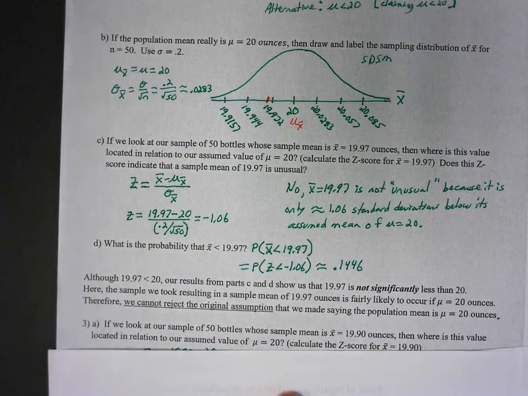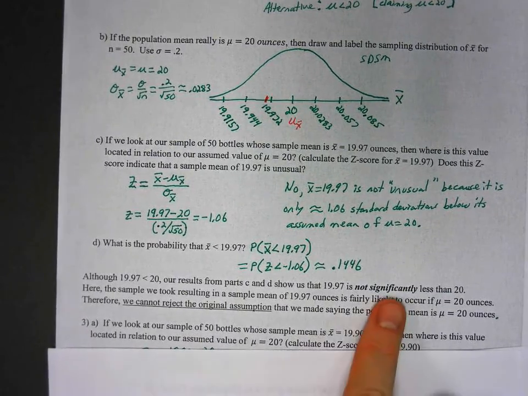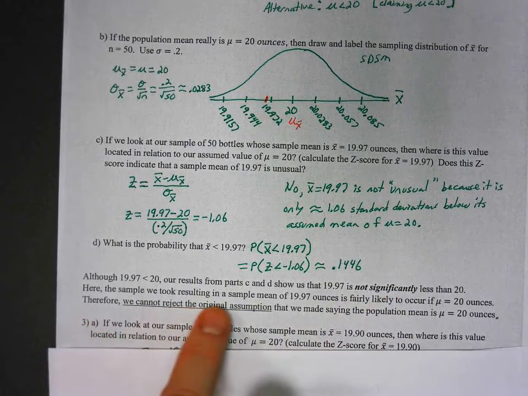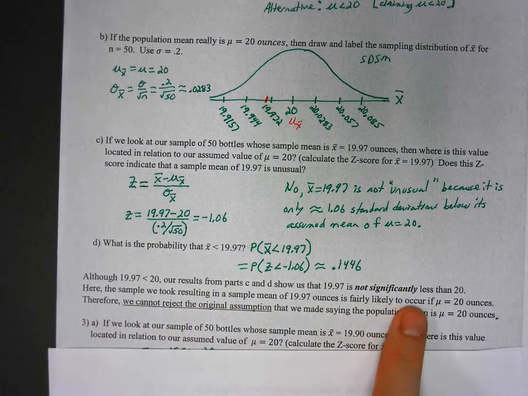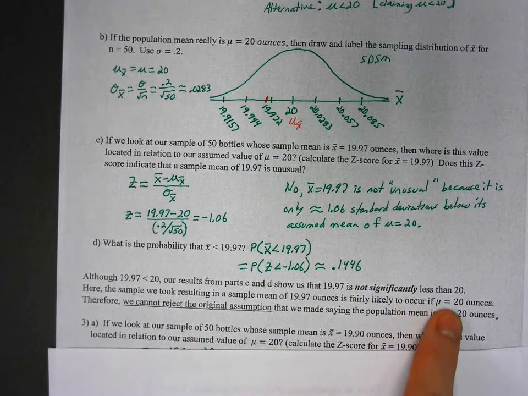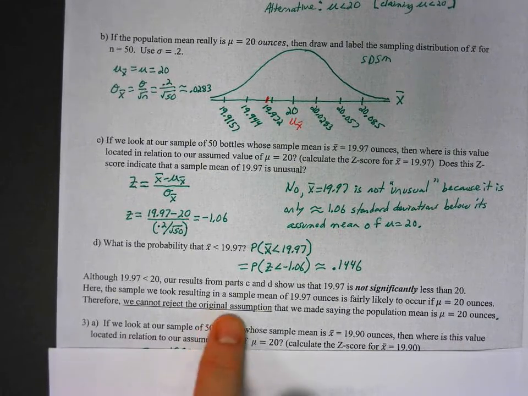Okay, so although 19.97 is less than 20, our results from part C and D show us that 19.97 is not significantly less than 20, or not statistically significantly less than 20. Here, the sample we took, resulting in a sample mean of 19.97 ounces, is fairly likely to occur if mu equals 20 ounces. Therefore, we cannot reject the original assumption. Okay, and the original assumption was that mu equals 20.